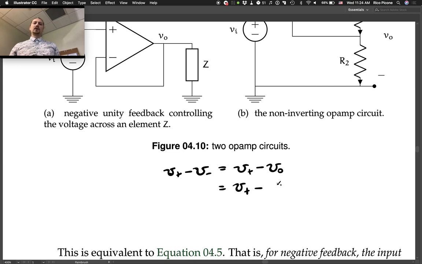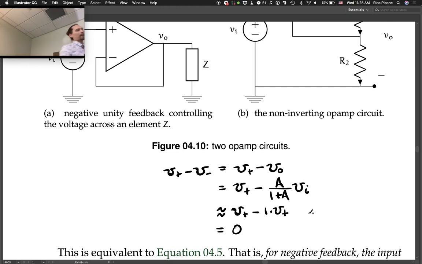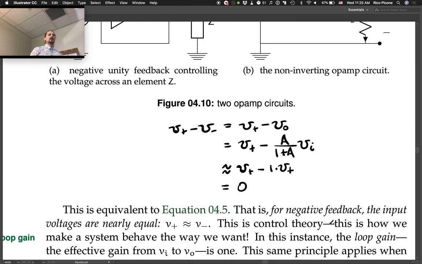And then V out, we just solved for it, right? It was A over 1 plus A, or approximately 1, times V in, which V in, remember, was just V plus. So V plus minus, and I'm going to say approximately, 1 times V plus, which is equal to 0. Right? So, in other words, V plus is approximately equal to V minus.